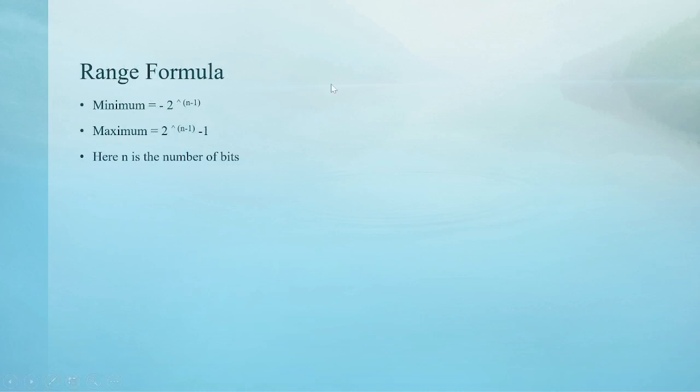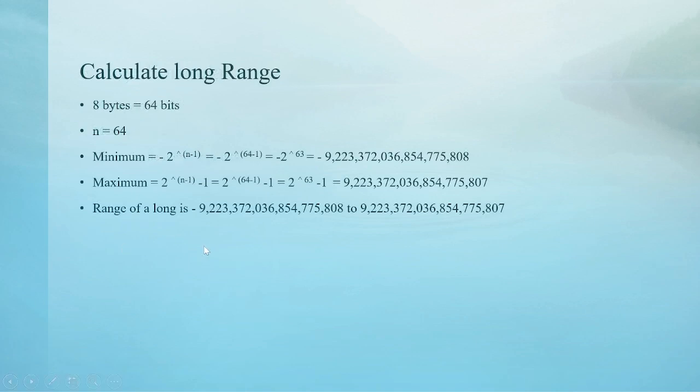We use the same range formula that we learned for byte, short, and int. Here the difference is that the n value will be 64 because long has 64 bits. The minimum range is minus 2 raised to 63 and the maximum range is 2 raised to 63 minus 1. So this is the range of the long.